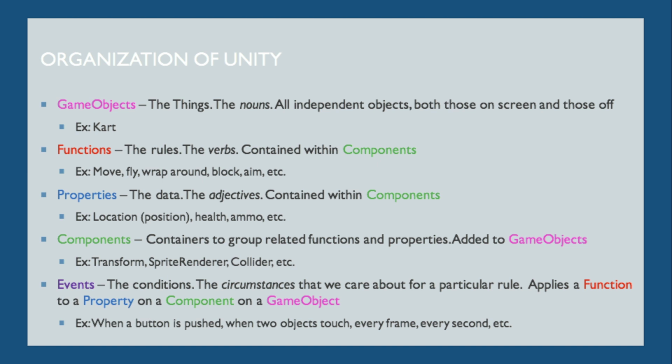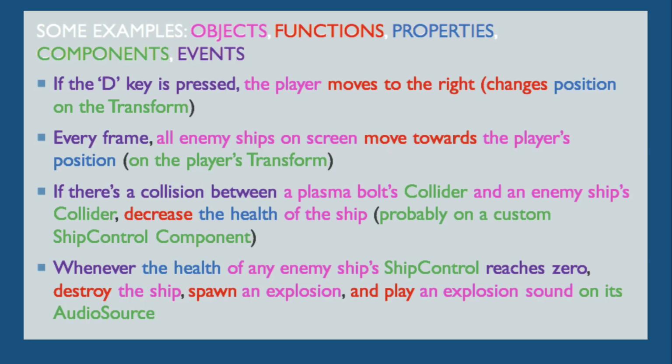So you might have a collision event that's going to then call the collision function, that is going to manipulate properties within some component on a game object and may trigger it on others, and so on. So for example, like when a button is pushed, when two objects touch, on every frame and every second, those are sort of events that happen over and over again that we need to respond to and work with. Okay, so examples, we can see them in this case, lay them out as, look at our objects with their functions, their properties, components, events.